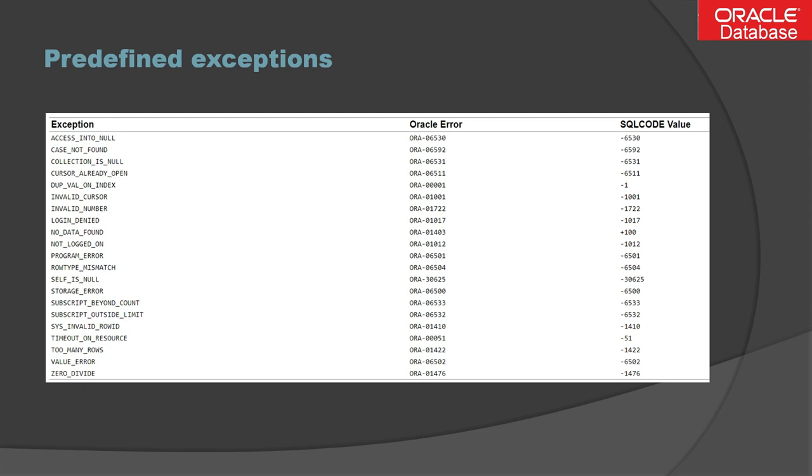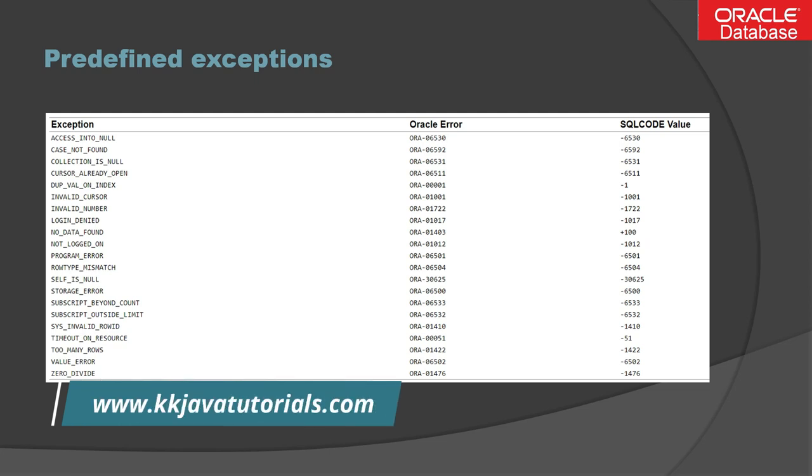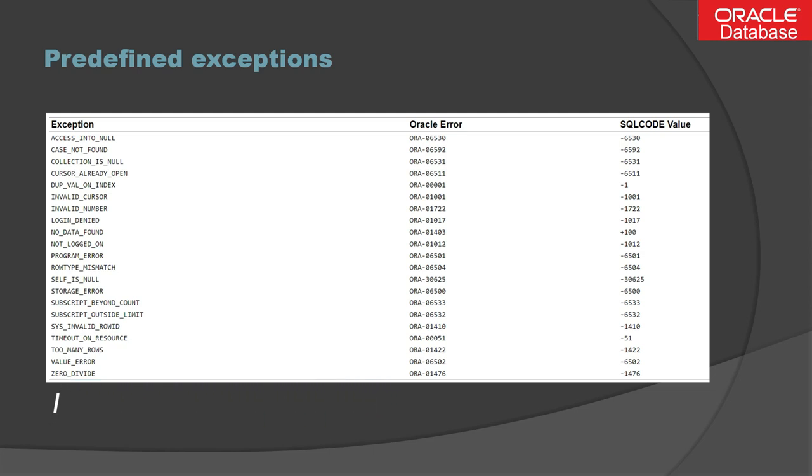Here you can see some of the most important predefined exceptions. The left column shows the exceptions. There are many kinds of exceptions: access into null, case not found, and many more. The middle column shows the Oracle error, which is the code ORA-something, ORA, hyphen, some digits, and the last column represents the SQLCODE value. Predefined exceptions are automatically raised when the associated Oracle error occurs.